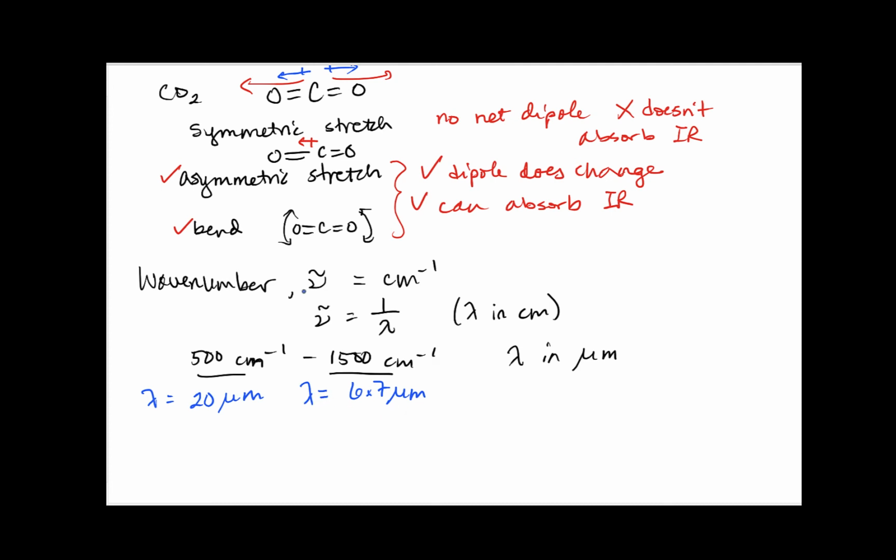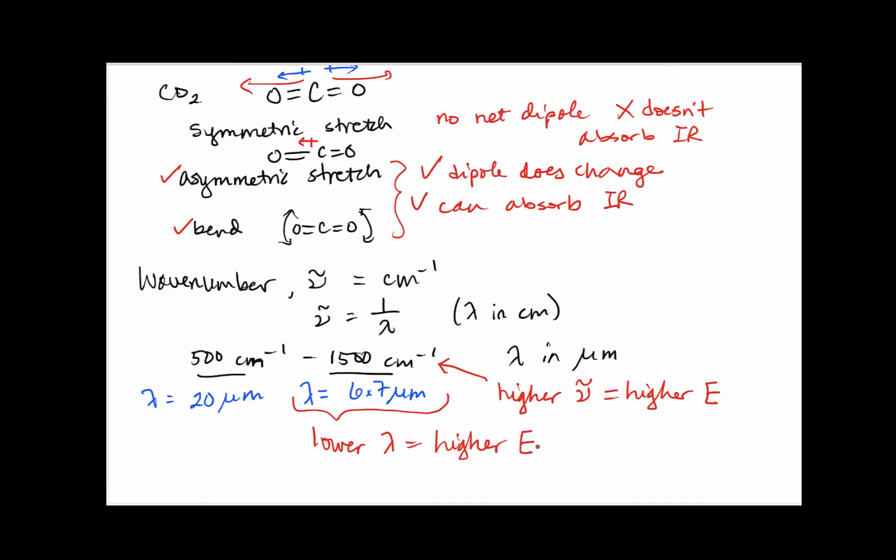So one of the things that I wanted to point out here that I think I've mentioned before, but I want to say it again, remember that smaller wavelengths are higher numbers, and higher wave numbers are higher energy. So higher wave number is higher energy, but lower wavelength is higher energy. Okay? I just like to always keep that in mind. All right.